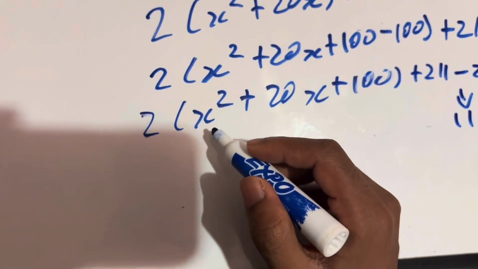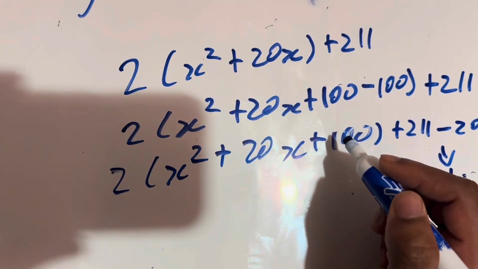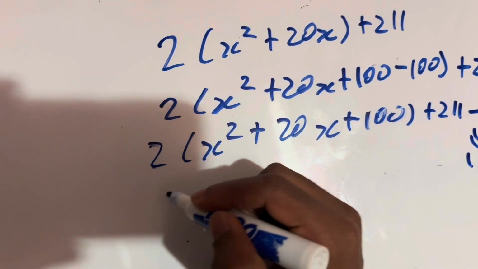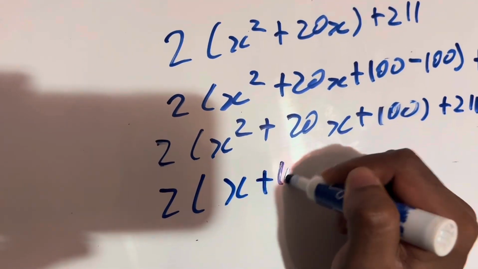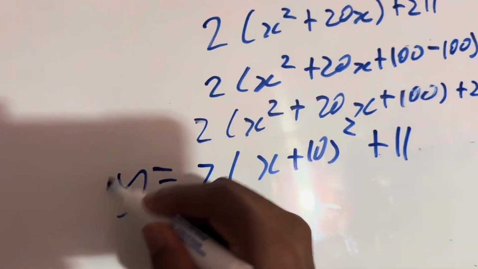Right now, we just got to factor this. Now, to do that, just look at these and think of what two numbers multiply to 100 and add to 20, and that's obviously just 10. So you just get 2x plus 10 squared plus 11. You see how we work that out? Make sure to write the y.